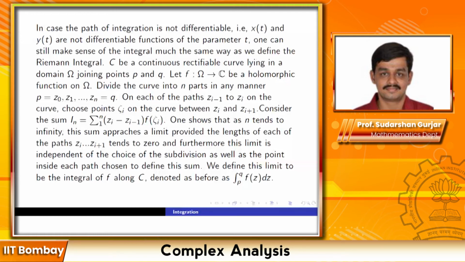Sir, you're choosing that point between z_i and z_{i+1}, right? I'm sorry, I should say z_i and z_{i-1}, not plus 1. That is a typo. Sorry.